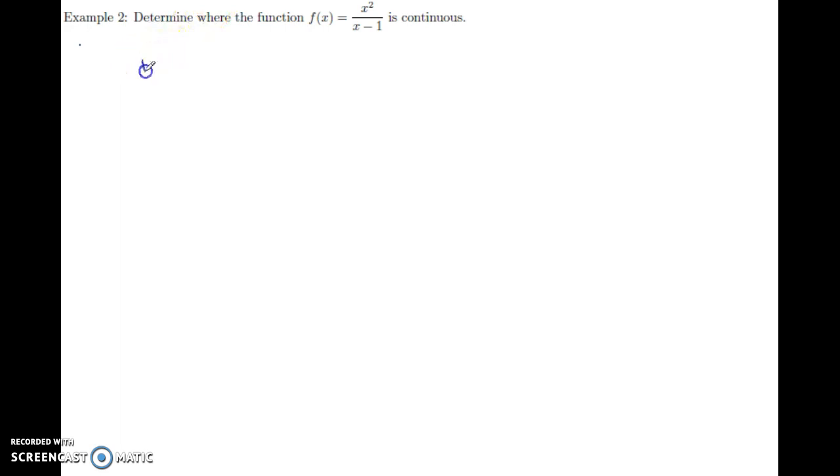So the first thing we need to find out is where the function is defined, and we can only check those intervals for continuity. So first we need to find the domain. Now the domain would be negative infinity to infinity unless there are restrictions. And we do see a denominator. So the restriction is the denominator cannot be 0.